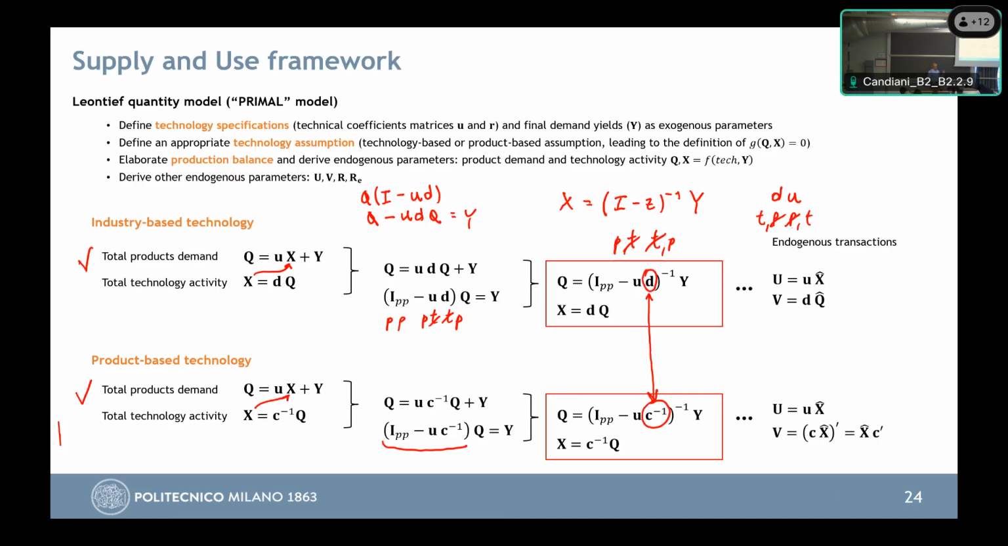Okay, guys? The point is that at the exam, I will give you some text describing one production system or giving you some reference production system, some schemes of how the system is arranged, and you are supposed to be able to define the supply and use table, provide coefficients form, by understanding the meaning of these assumptions, provide the best technology assumption, or at least justify the technology assumption that you want and that better fits your case, and then calculate the total product demand and total technology activity based on the Leontief models. This is what you're expected to do. Okay?